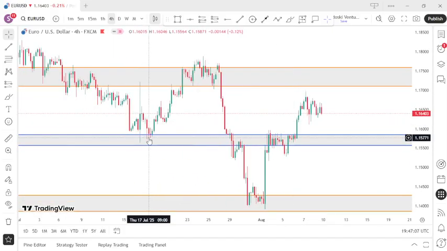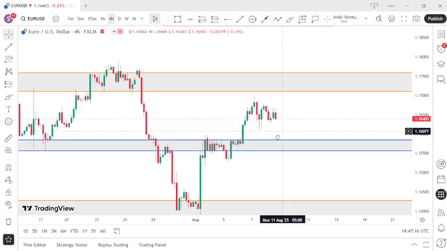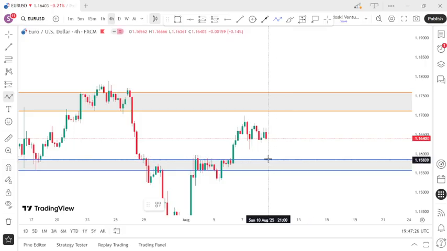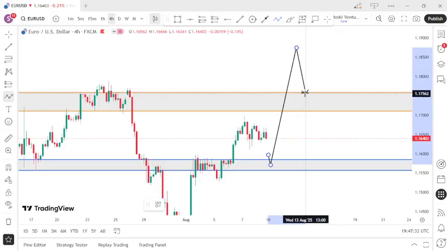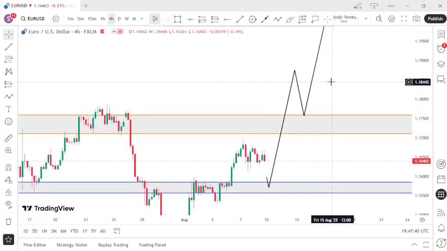Since price broke this resistance zone and started going to the upside, we are going to be looking for buying opportunities from this resistance all the way to the upside. So what you are going to do is wait for price to come back for a retest. After the retest, we wait for a candle confirmation, then we buy Euro USD all the way to the upside.